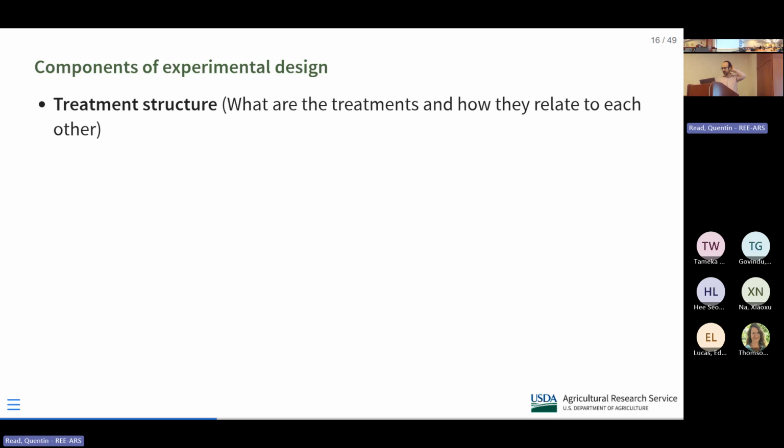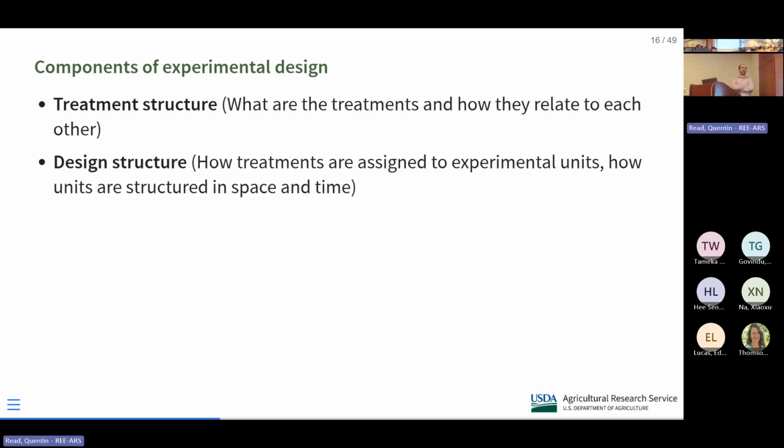I may skip over some material later, but I think some of this stuff's important to talk about, how experiments are set up. Experimental design has three main components. The treatment structure: what are the treatments and which unit gets which treatment. We have the design structure: how treatments are assigned to experimental units and how the units are structured in space and time.